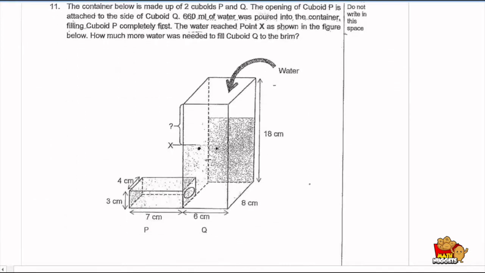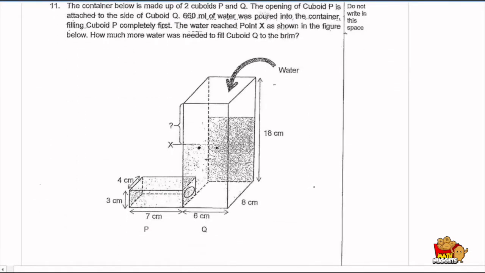Okay, question 11. We have two cuboids, P and Q, and 660 milliliters of water was poured into the container. We need to find out how much more water was needed to fill cuboid Q to the brim. So we need to find out the capacity for both cuboids. Let me find out the capacity for P. So volume is equal to length times breadth times height. In this case it would be 7 times 4 times 3.